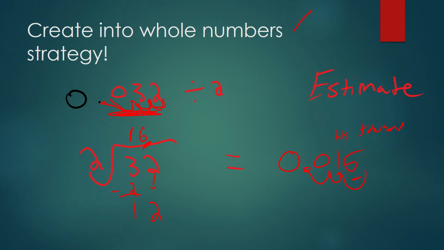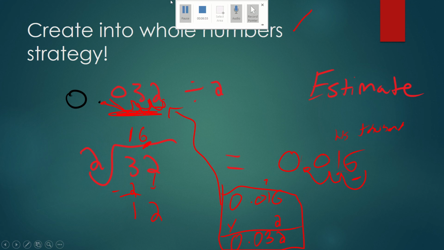Now to check my work, what I would do is 0.016 times 2. And I'd get 12 here, 3 there, 0 there, 0 there, and I'd get 0.032, which is the answer to this question. All right, guys? Let's do one more together.